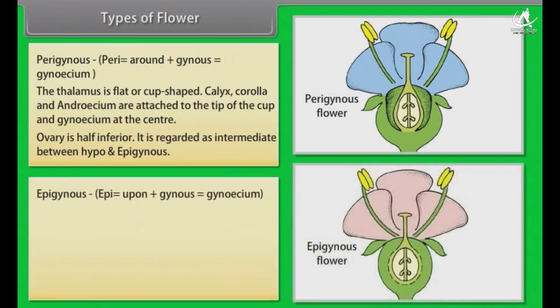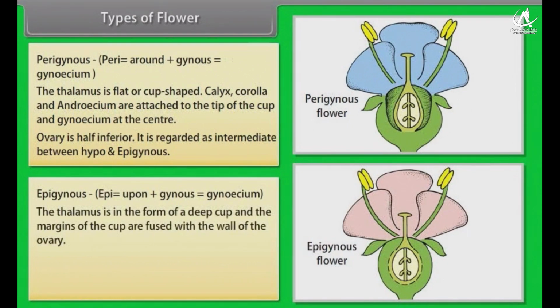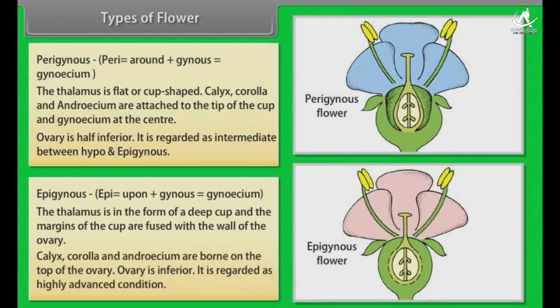Epigynous. The thalamus is in the form of a deep cup and the margins of the cup are fused with the wall of the ovary. Calyx, corolla and androecium are borne on the top of the ovary. Ovary is inferior. It is regarded as highly advanced condition.